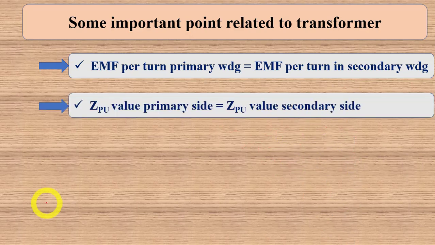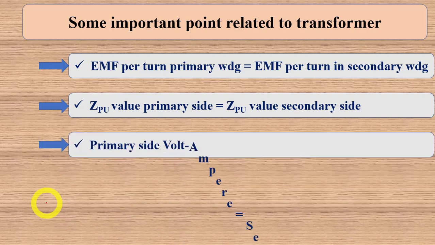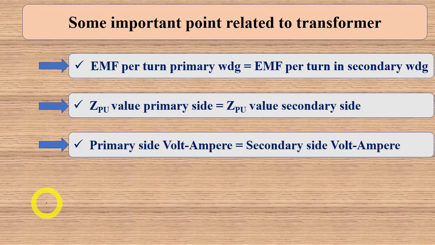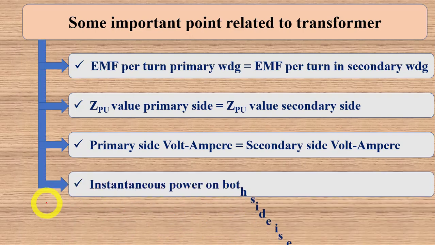Per unit value on the primary side is equal to per unit value on the secondary side in a transformer. Per unit value is a very important concept which is mostly used in power system engineering. Primary side volt ampere is equal to secondary side volt ampere. When the transformer is ideal, input power is equal to output power. That means primary power is exactly equal to secondary winding output power. Instantaneous power on both sides is equal.